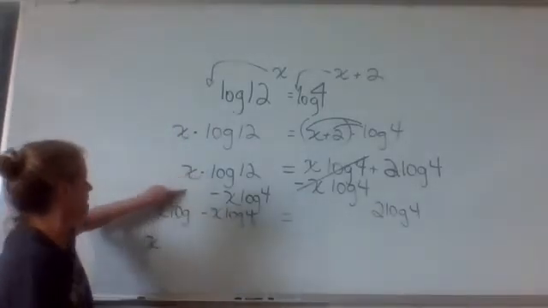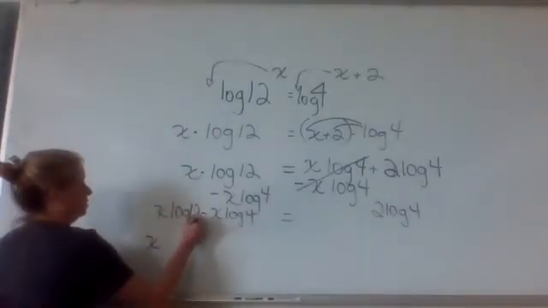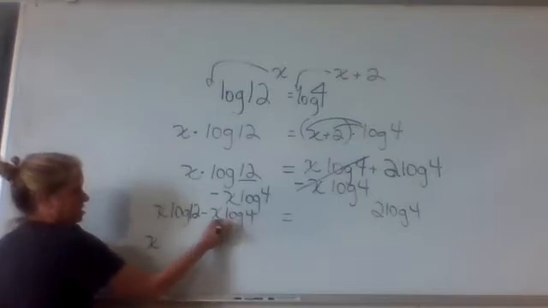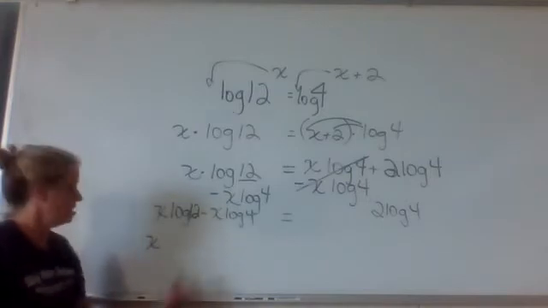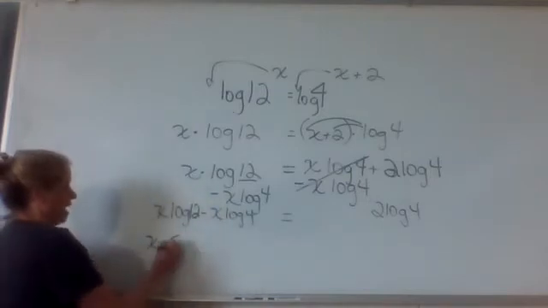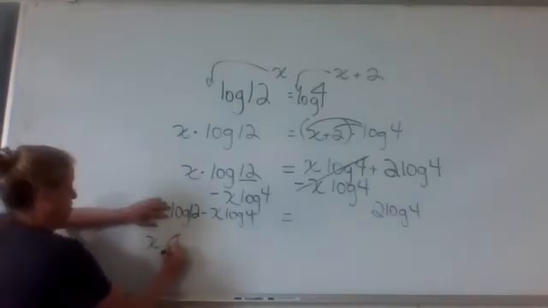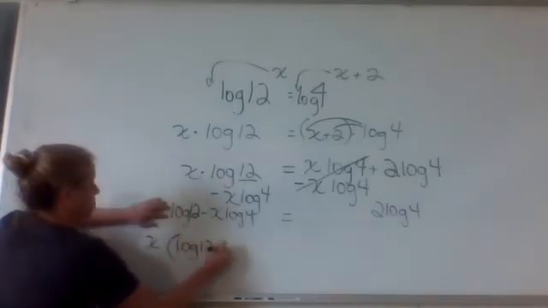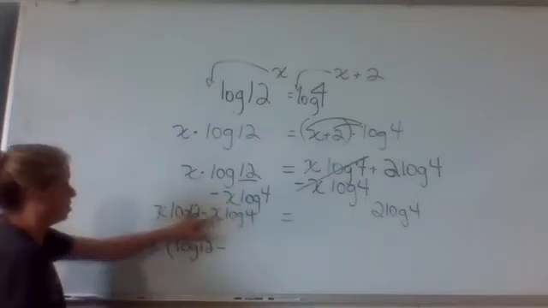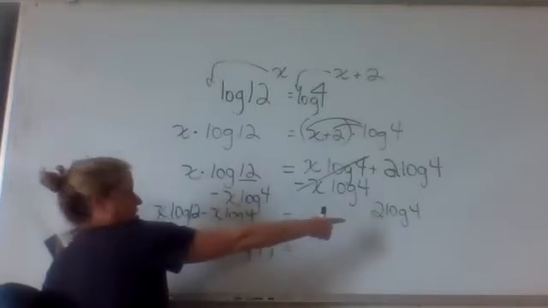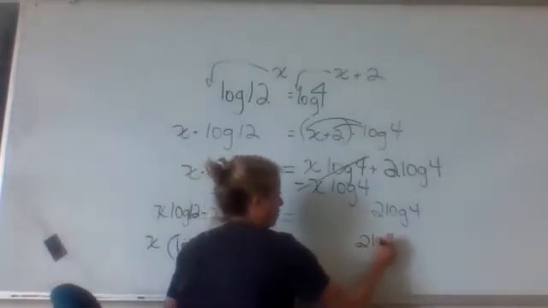Yes, so when I brought this down, it's x log 12 right here, and not x log 2. So x log 12 minus x log 4, so they both had the x in common. Since they both have x in common, I'm going to pull out the x and put in parentheses what's left. So if I took the x out of this one, I would just have log 12 minus, if I took the x out of this one, I'll have log 4. Equals, over here I still just have 2 log 4.